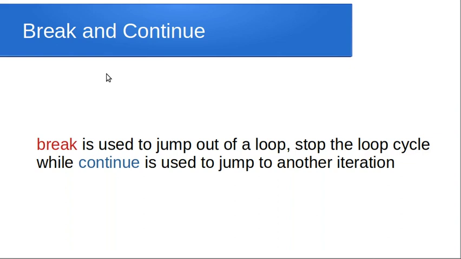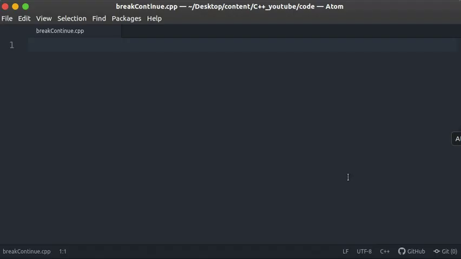The break statement is used to jump out of a loop or to stop a loop cycle, while the continue statement just jumps to another iteration. To explain this, it is better seen in code than in simple words. So let me bring up Atom.